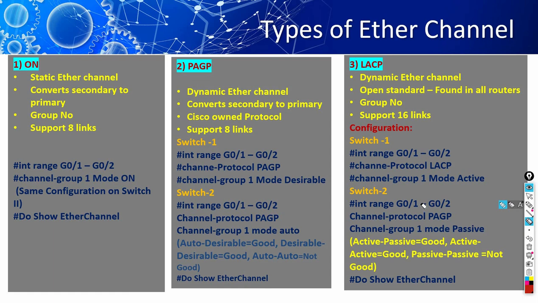The third and very important protocol, which can run on Cisco as well as on any router, is called LACP. So it's a dynamic EtherChannel, the same thing, an open standard found in all routers, uses group numbers, and supports 16 links. This is the major difference, so you need to remember this. Let's suppose you go into an interview and they ask about these things, you should remember them.